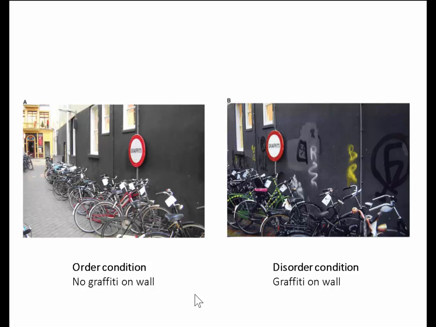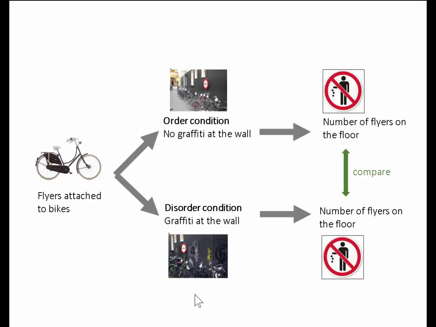So now this is the case where there's a clear norm. It's being made very explicit through the sign, no graffiti, and it's clearly broken. There is graffiti on the wall. This is how the design looks. Again, this is a similar graph, and you'll see some similar graphs later on as well.